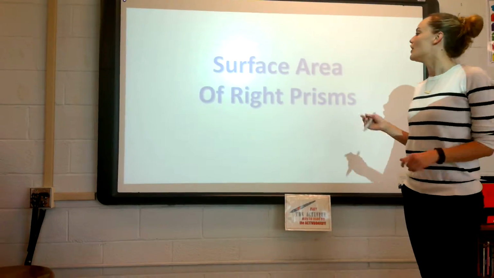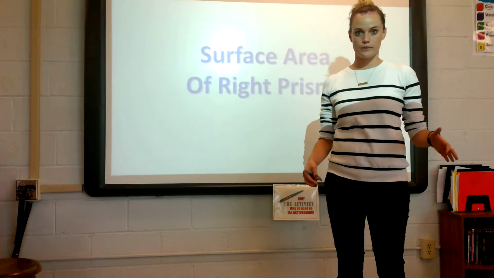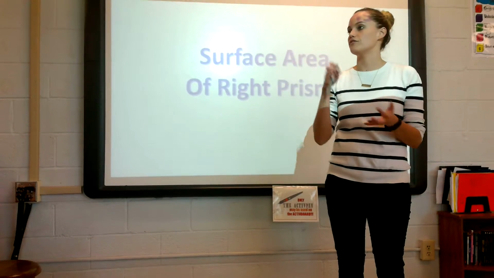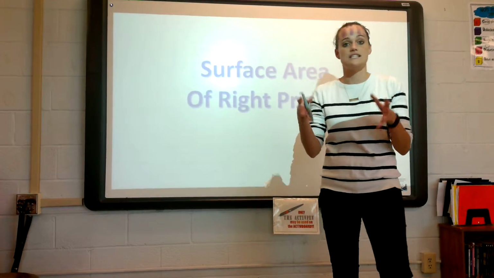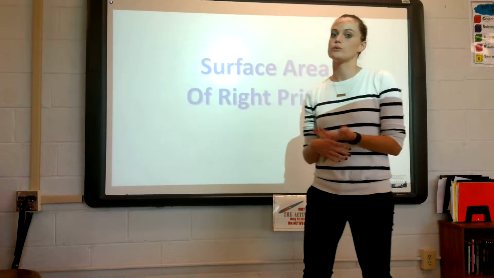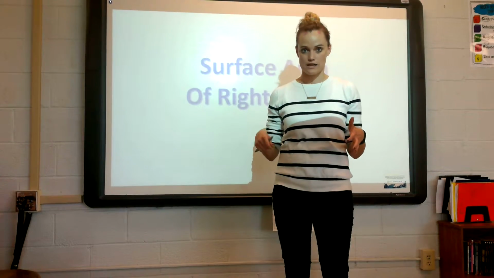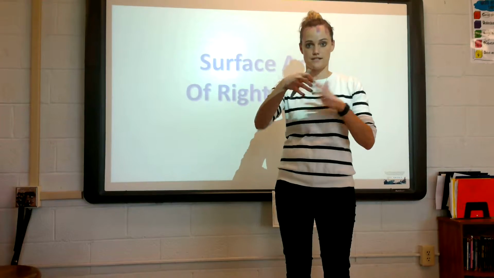Okay, so we are going to be covering surface area of right prisms. So far we have talked about volume, which is if you take the three-dimensional shape and you want to fill it with something, water or sand, and how much you can fit inside the shape. Well, now we're moving on to surface area. A real-world example of this would be wrapping a present or painting the outside of a box. So you want to figure out how much area all your surfaces have.